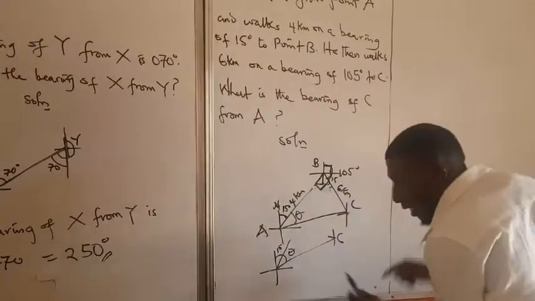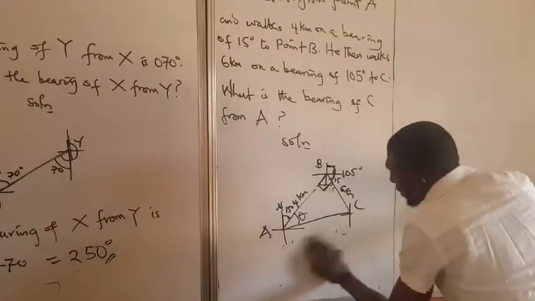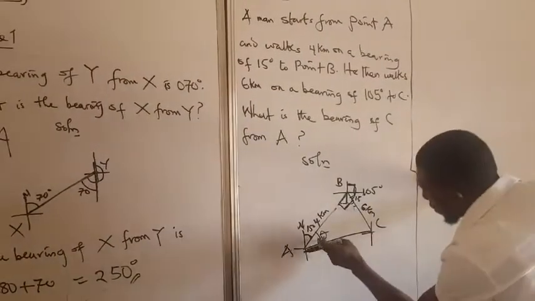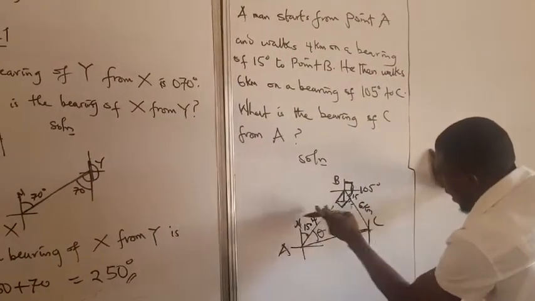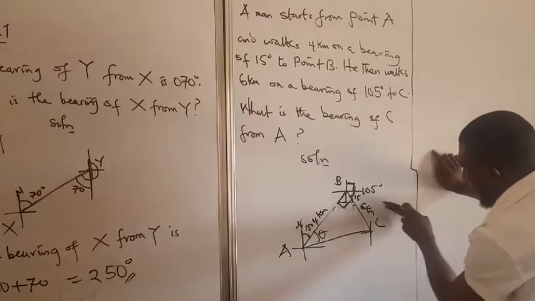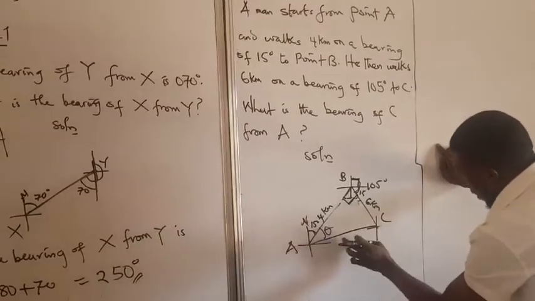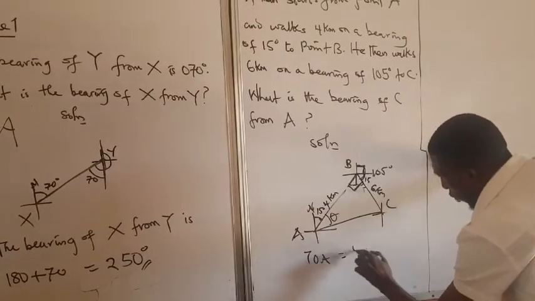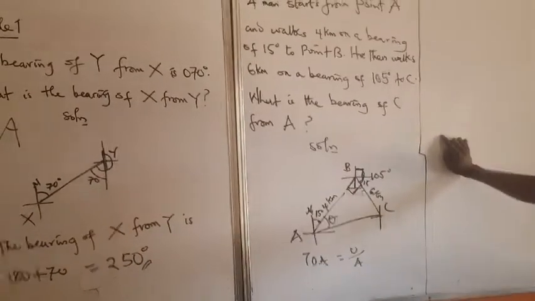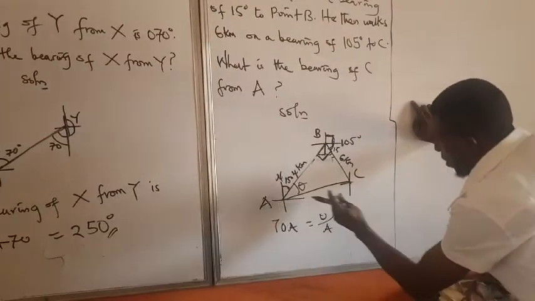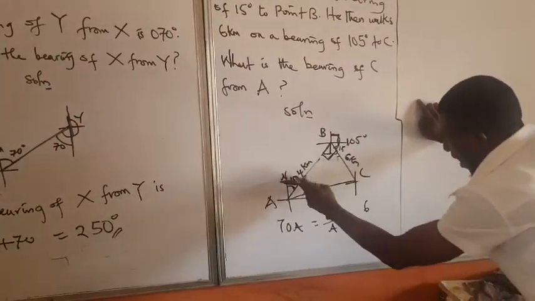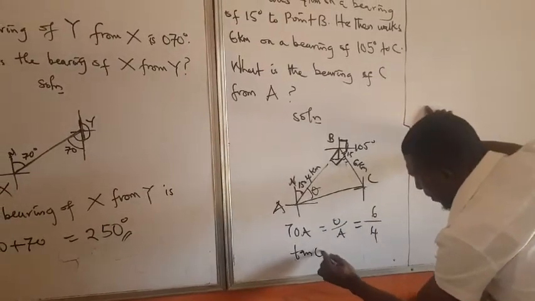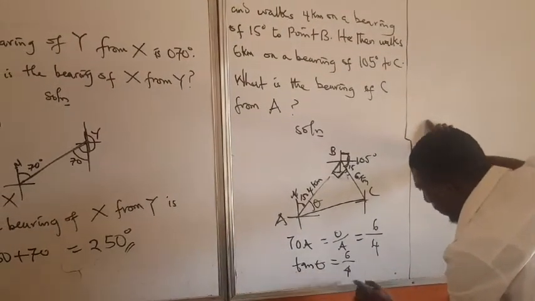Now, to find that one, since this is a right angle triangle, we can use a trig ratio, which is opposite over adjacent. Let's say this is opposite, and this is adjacent. This is the hypotenuse. Therefore, we use TOA, which is opposite over adjacent. Then our opposite here is what? It is 6. Our adjacent is what? 4. Therefore, we have tan theta equals 6 over 4.